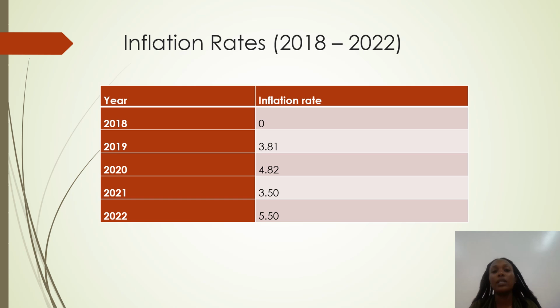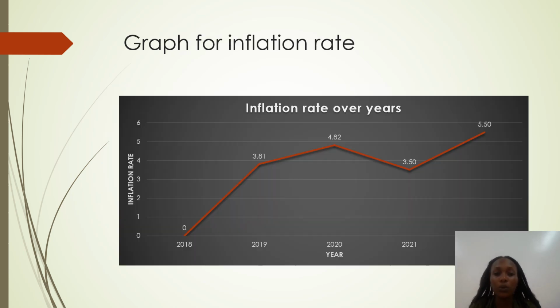So we see this inflation in numbers. How does it look on the graph? We see that there is an increase over the years. As we said, 2018 is 0 because we don't have the data for the previous year. In 2019 we have an inflation rate of 3.881, and it has risen to 4.82 in 2020.